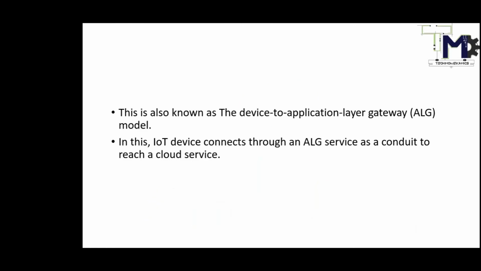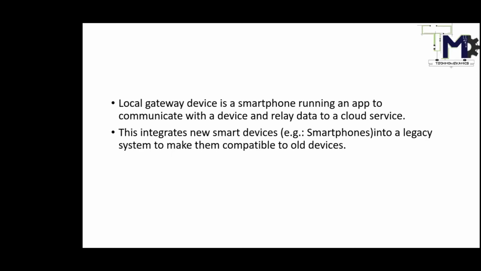In this, the IoT device connects through a gateway service to reach the cloud service, as I have already mentioned. The local gateway device can be a smartphone running an app to communicate with the device and relay data to the cloud service. Suppose you are using any app on your mobile phone, that is also a local gateway, from where it gets the information and brings it back to you.